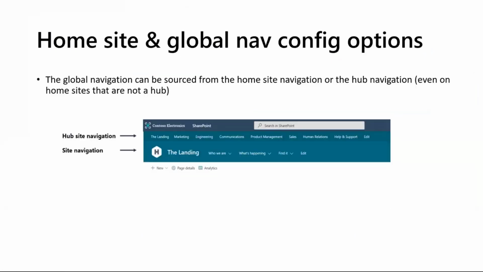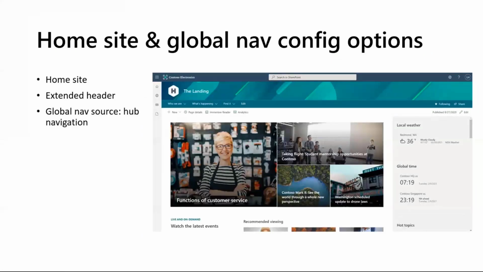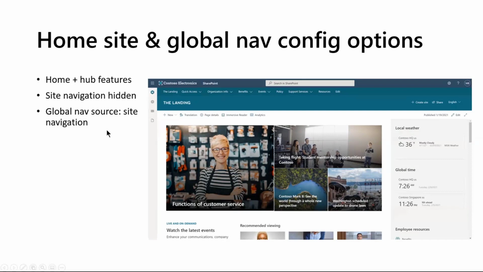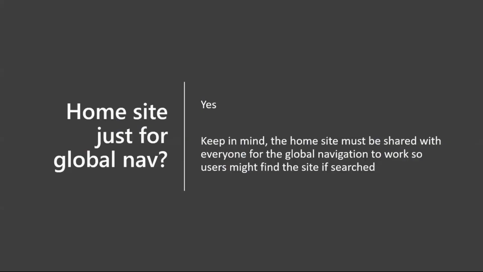So this is just giving those options, like I mentioned. Here's an example of the home site with extended header and picking the hub's navigation, just highlighting the options. We're going to release documentation that explains these options better so that folks can pick and choose what they want.